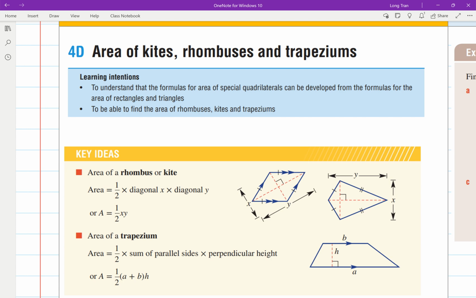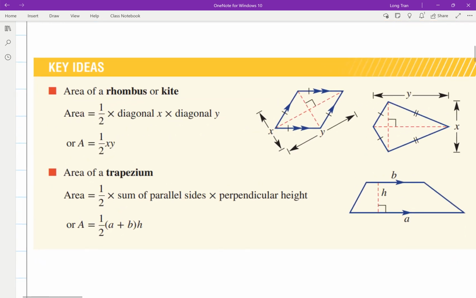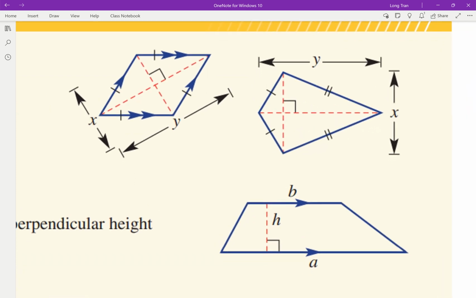This is all quadrilaterals, meaning four-sided shapes. These are the ones that aren't basic shapes. You've got a rhombus, a kite, and a trapezium. Now, out of these three shapes, which I'm going to label 1, 2, and 3, which one is the rhombus? 1, 2, or 3?